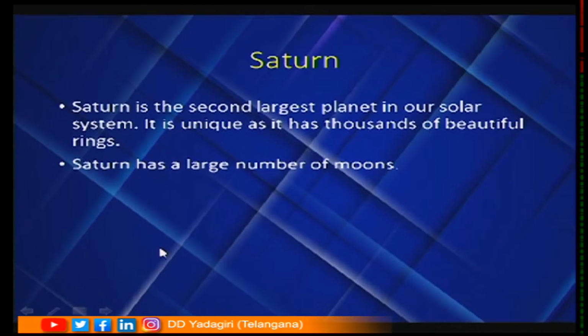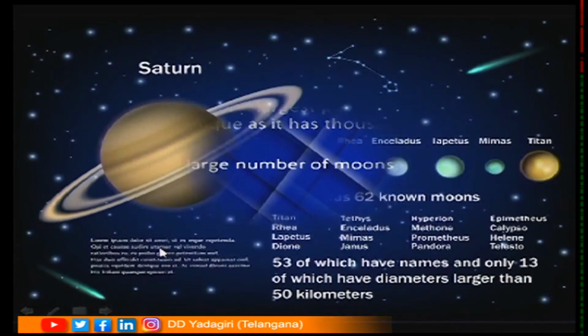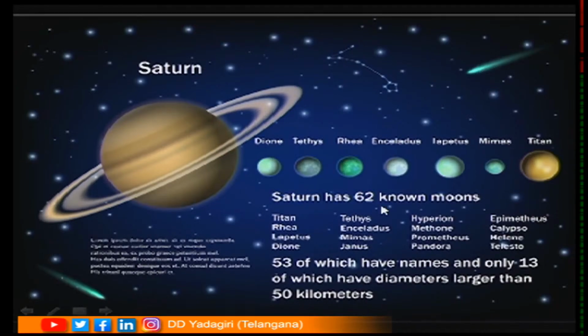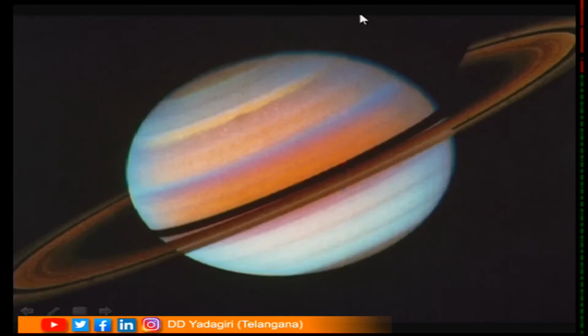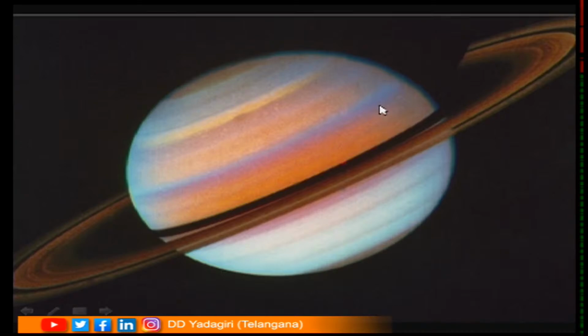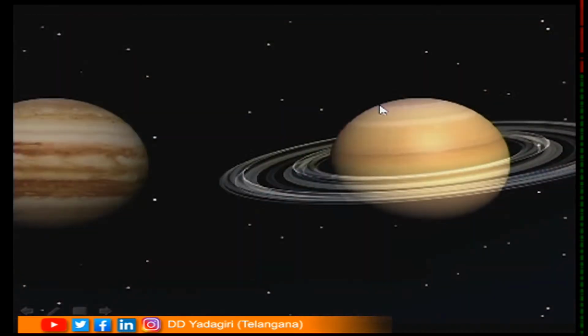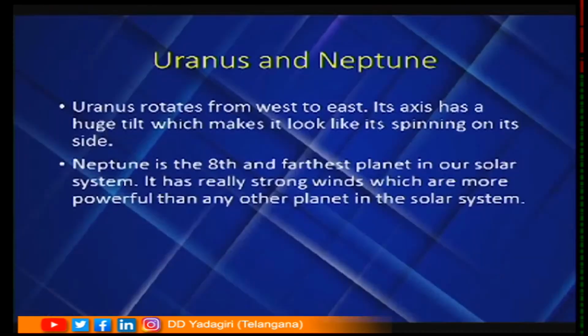Saturn. Saturn is the second largest planet in our solar system. It is unique as it has thousands of beautiful rings and it has a large number of moons. These are the different types of moons, natural satellites of planet Saturn. It has around 62 known moons. So, you can see a beautiful ring around Saturn. So, you can easily recognize the planet Saturn.